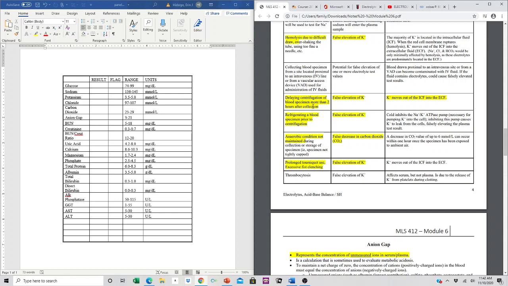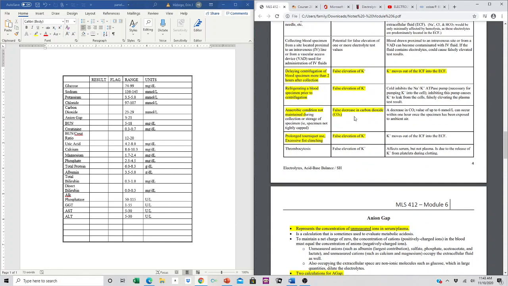If the tube is hemolyzed, false elevation of potassium, we did already talk about that one. Delayed centrifugation of a blood specimen for more than 2 hours after collection. So if the tube sits there as whole blood, or even, and the little chart doesn't point this out, but even if the tube gets centrifuged, if it doesn't have one of those separators to keep the blood off of the plasma, then the RBCs, which are still alive, keep processing things. So that can cause a false elevation of potassium because potassium moves out of the intracellular fluid into the extracellular fluid. Refrigerating a blood specimen prior to centrifuging it, false elevation of potassium.